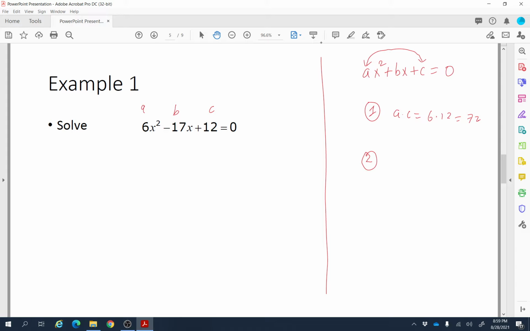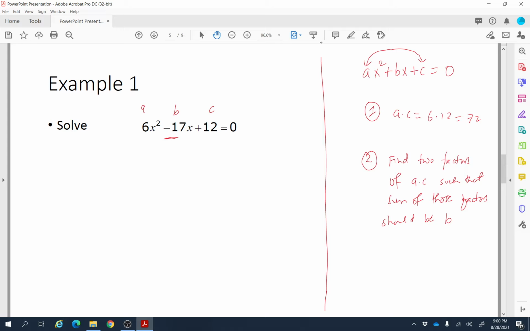The second step is find two factors of 72, such that the sum of those factors should be equal to b. So step 2 is find two factors of a times c such that the sum of those factors should be equal to b. Okay, so now in our case we need to think about the two factors of 72 such that the sum of those two factors should be negative 17.